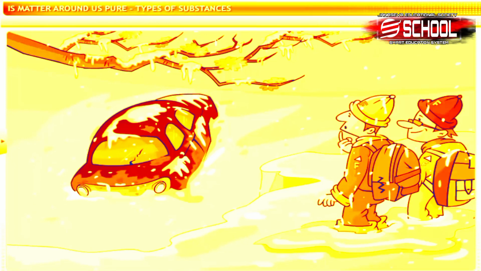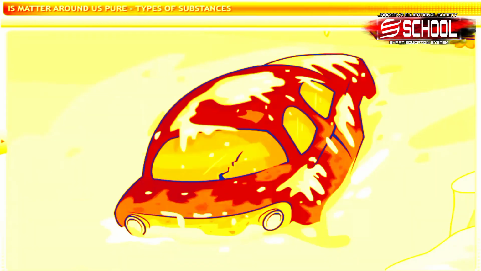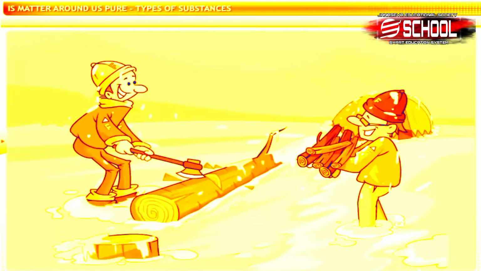Oops. Look at the car, it's completely rusted. It was a great shot, dude.